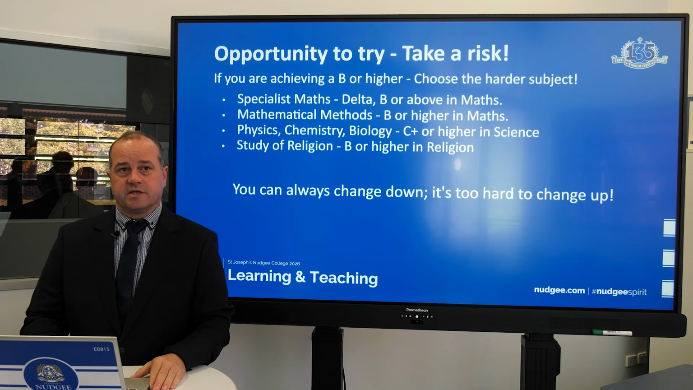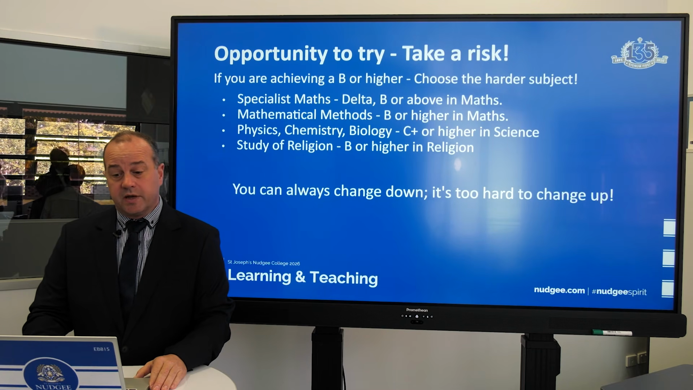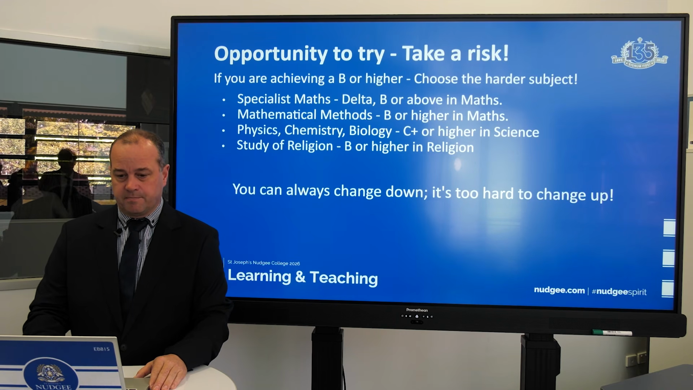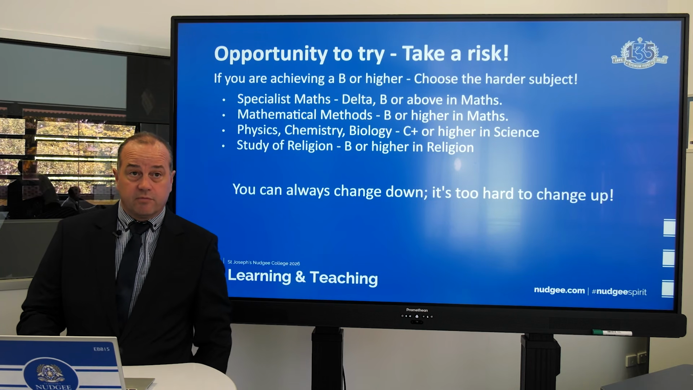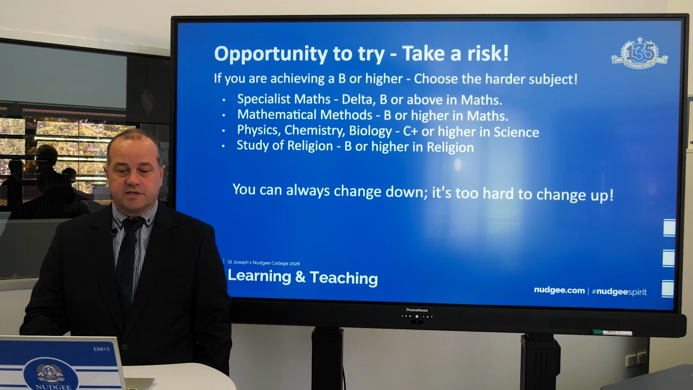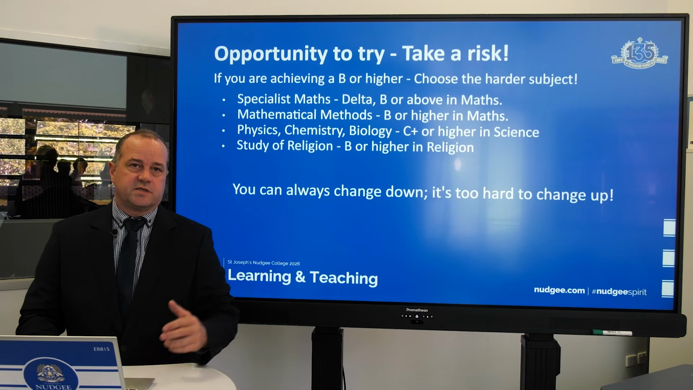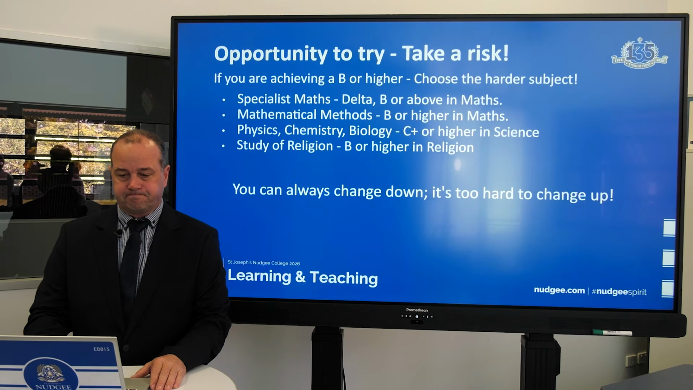I really want the boys to take a risk in grade 10. If you're finding your son is getting, say, a B or better in Delta Maths, maybe think about having a conversation about that specialist maths. If he's getting a B or higher in General Maths, really focus on that maths methods. And then physics, chemistry or biology, if he's getting a C+ or higher in science and enjoying it, really give those subjects a go, because those subjects are where diversity comes in, leading into our tertiary pathways at university.